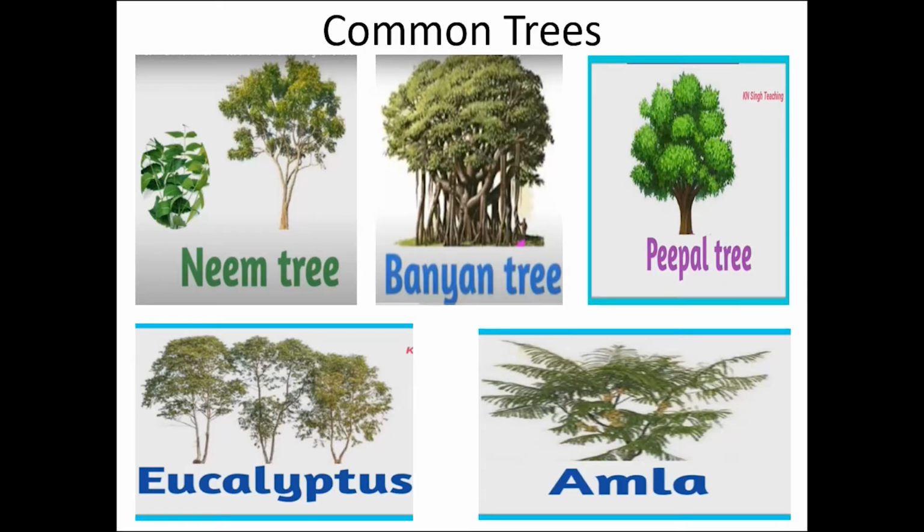Children, when we look around us, we can see different types of trees like neem tree, banyan tree, peepal tree, eucalyptus, amla, etc. And these trees are useful in many ways. Trees give us fruits, flowers, medicines, fresh air, and shade.